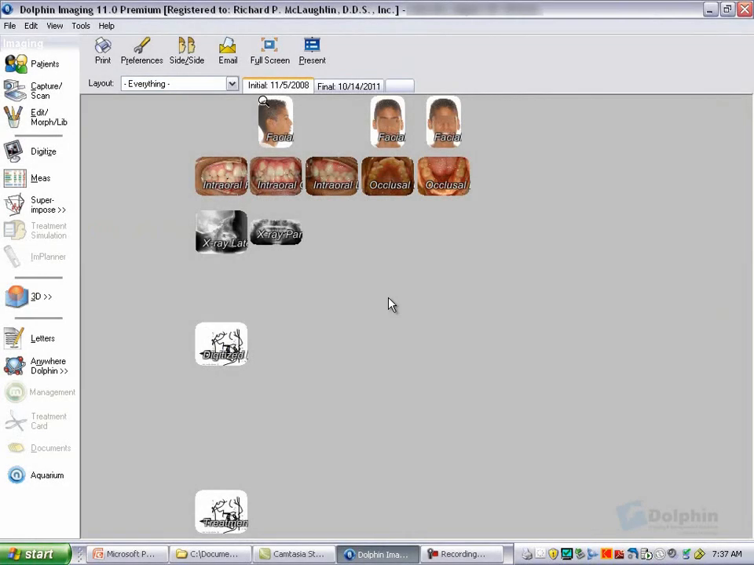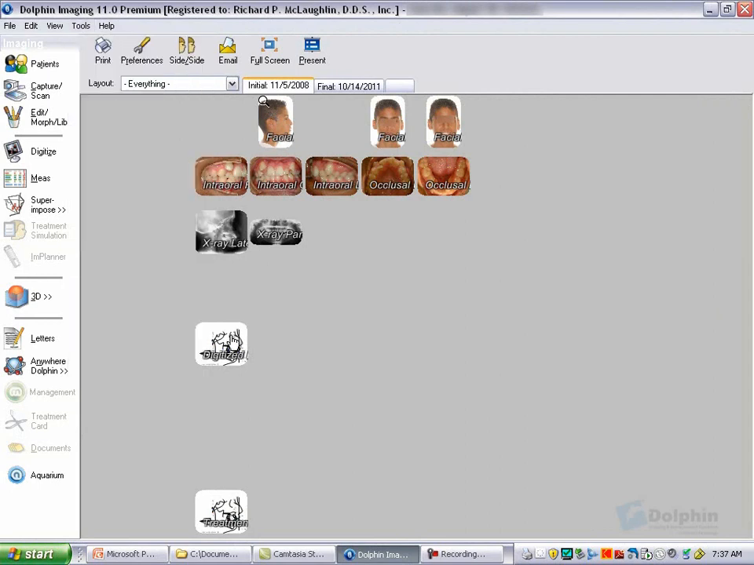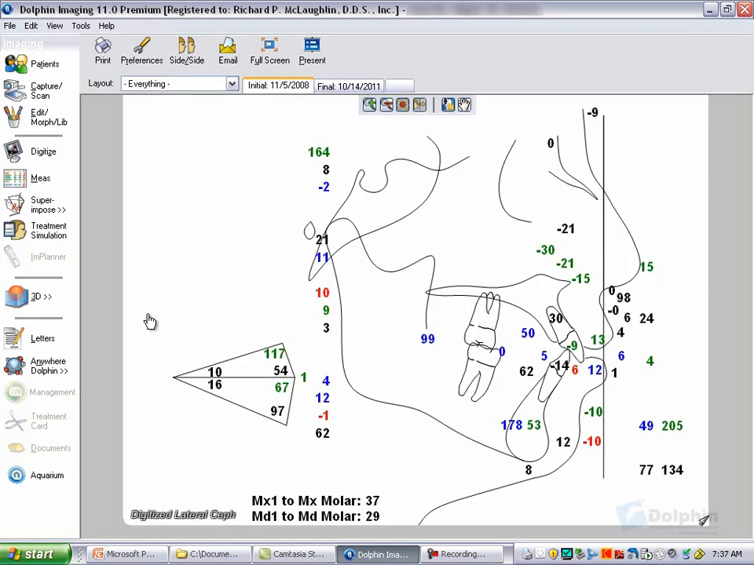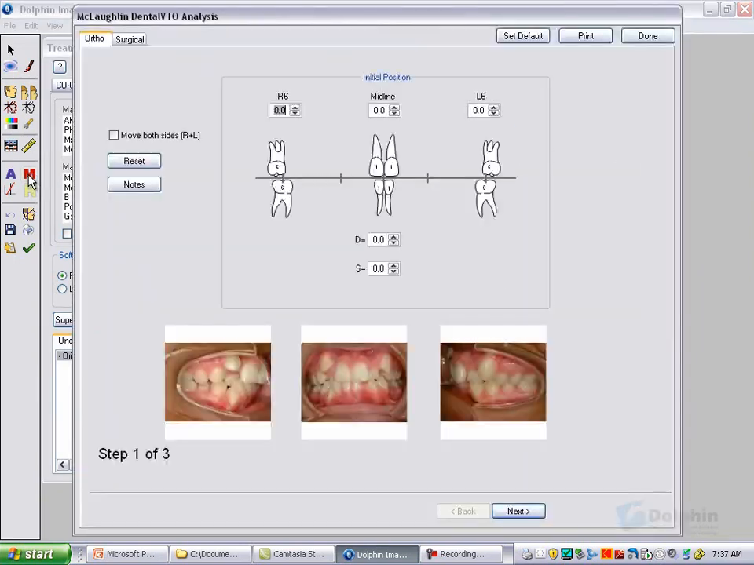There are two ways to access the dental VTO. One is through tools, where we can go to the McLaughlin VTO button, or the second way, if we have a cephalometric tracing, we can go through treatment planning. Both of them will take you to the dental VTO. Through treatment planning, you click on the treatment simulation mode and go to the M, and you then have the beginning of the dental VTO.